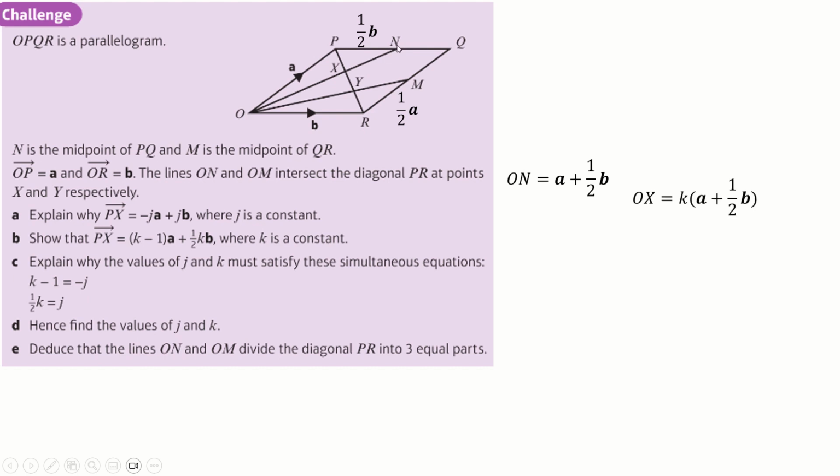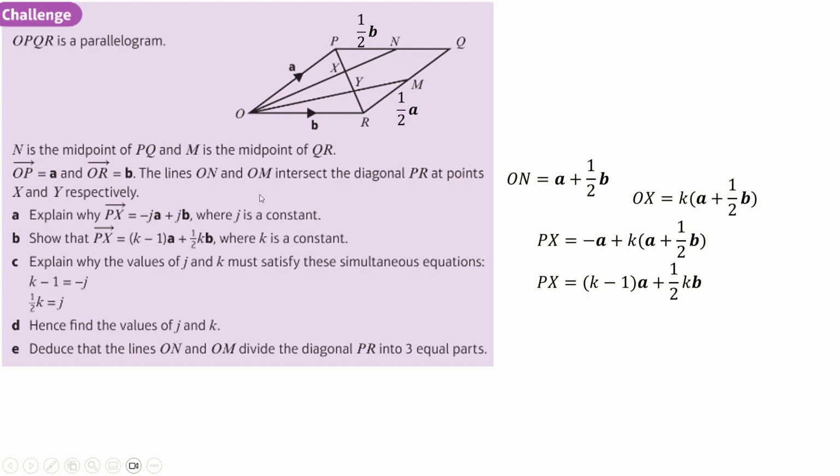I'll just call it k amount of that, where k is just some number between 0 and 1, which means p to x is minus a plus O to x, the thing I just found. So p to x is minus a plus that. And then, of course, we can group the a's together to make k minus 1 a's and plus a half k b's. And that's p to x, which is actually the second thing they want me to do.